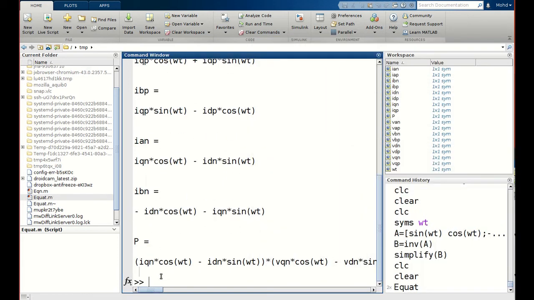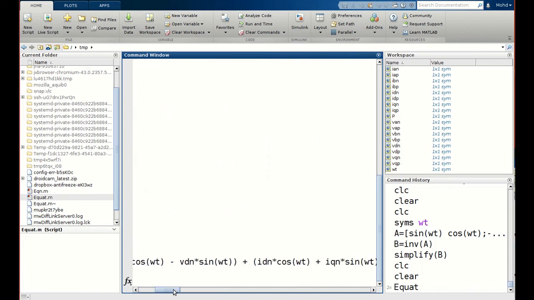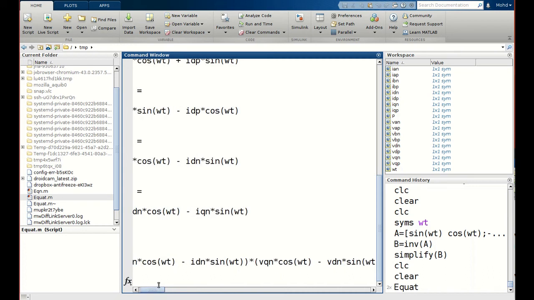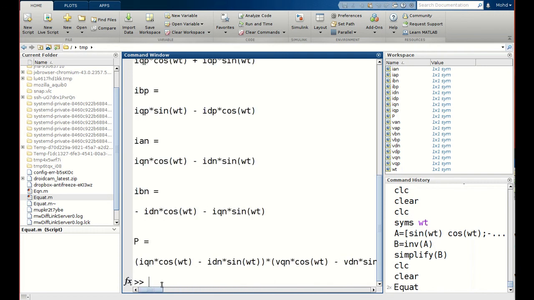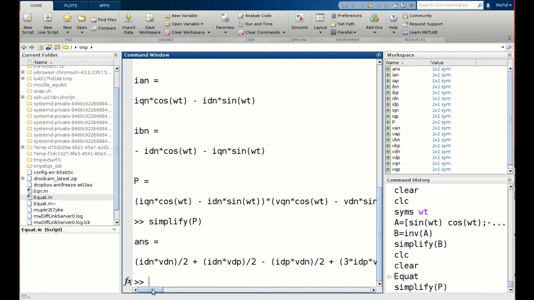So here we got the equation of power, active power in D and Q frame. You can see that it is not depending on the V alpha and V beta frame, but on the D and Q frame. But it is quite big and quite complex, so again we will be simplifying it using the simplify command. Okay, now it looks good, but it is not soothing to our eyes, so we can use this command pretty.